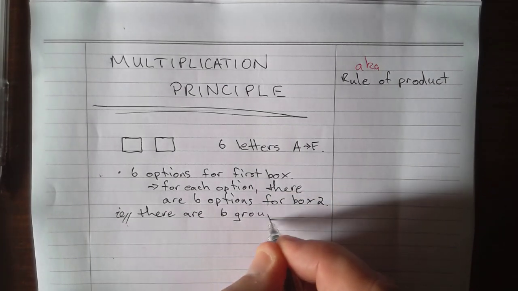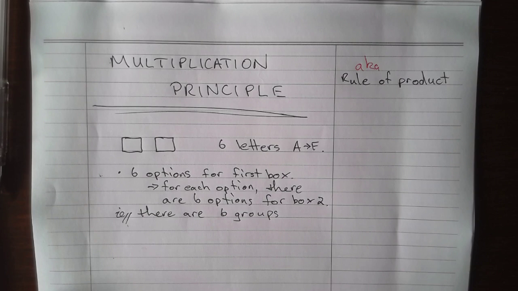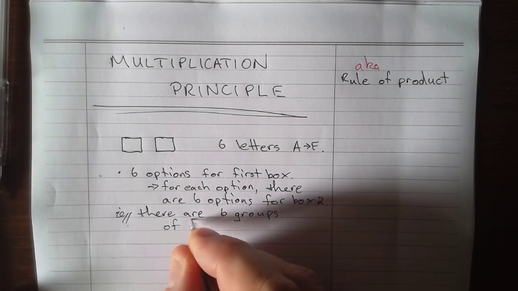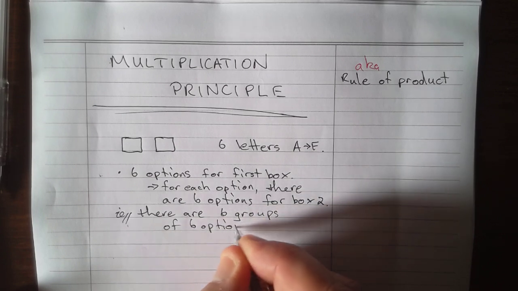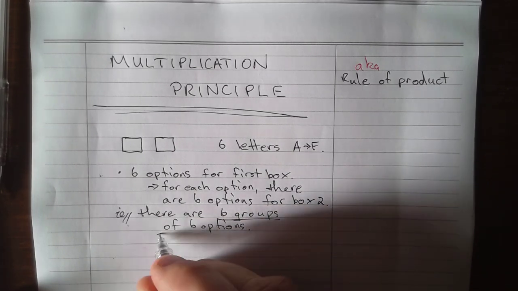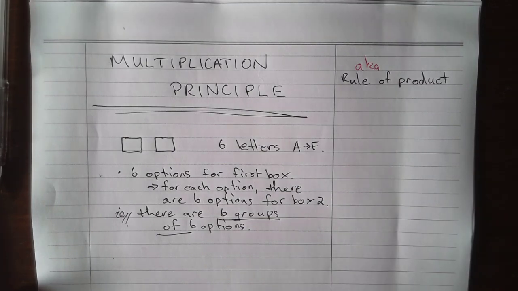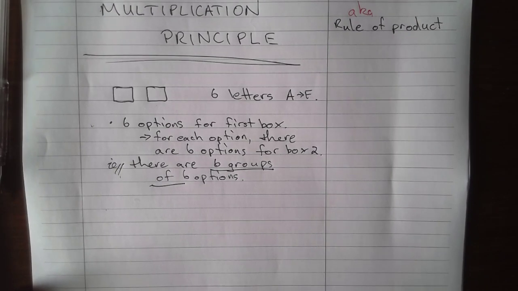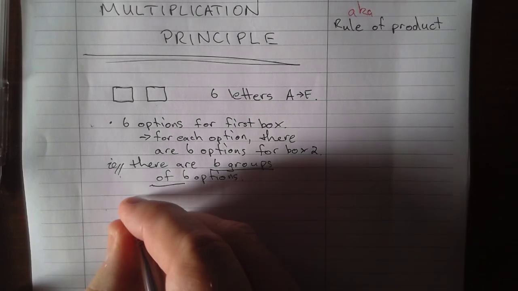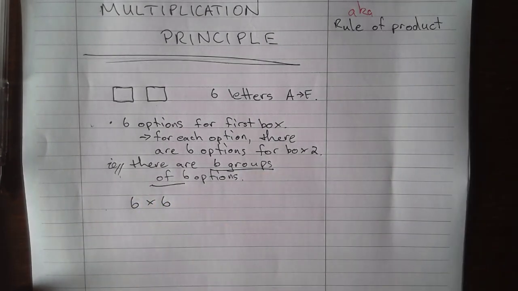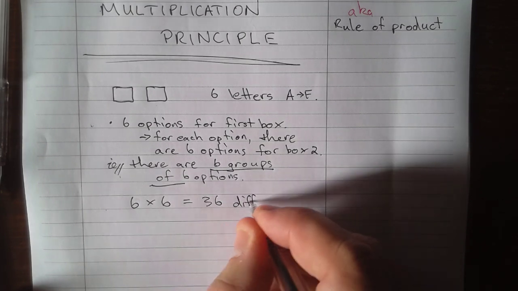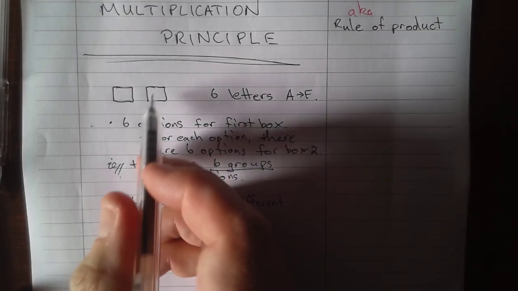In other words, if you want to put it in a different way, there are 6 groups. Okay, that's 6 groups. That's the groups corresponding with what you choose to put in the first box. There are 6 groups, and there's 6 groups of 6 options in the second box. 6 groups of 6. Now that's the kind of language we use when very early on in learning mathematics we talk about multiplication. 6 groups of 6 means exactly that, 6 times 6. So 6 times 6 means there are 36 different possibilities for our 2-box problem.